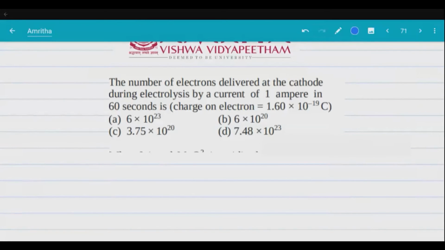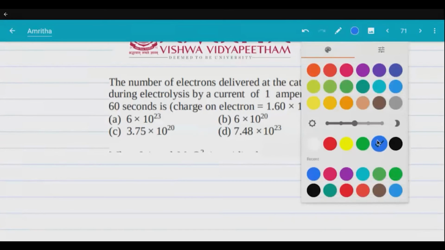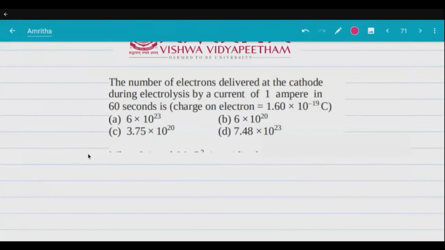Fine. So Faraday's laws: the number of electrons delivered at the cathode during electrolysis by a current of 1 ampere in 60 seconds is how much? How do we do this? They are asking the number of electrons. So what is given here? Let us write this. 1 ampere current is given, and 60 seconds. I think it is very simple, right?